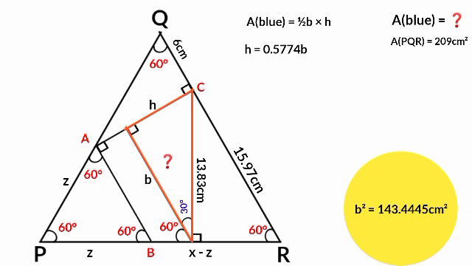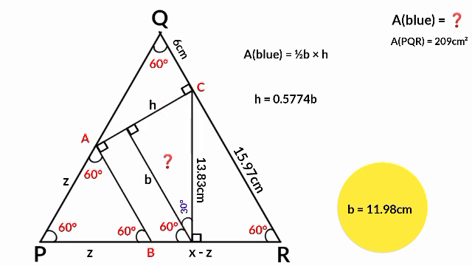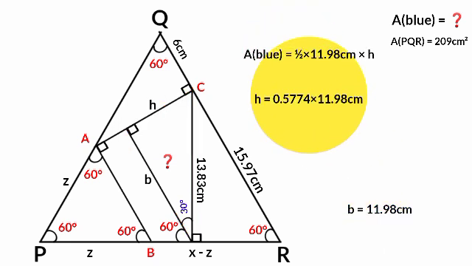Taking the square root of both sides, here the square root of b squared is b, while here the square root of 143.4445 centimeters squared is 11.98 centimeters. So b equal to 11.98 centimeters. Substitute here and here. 0.5774 times 11.98 centimeters is 6.92 centimeters. So h equal to 6.92 centimeters.